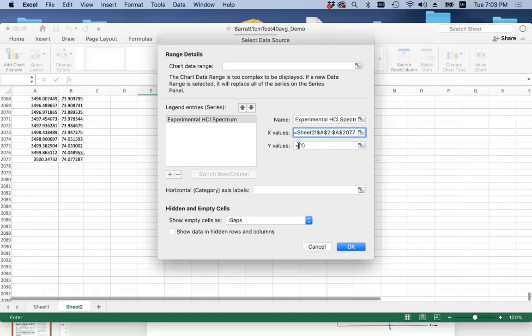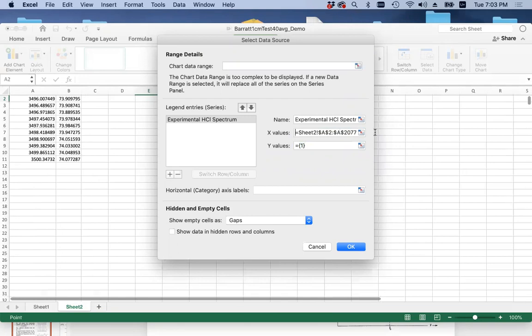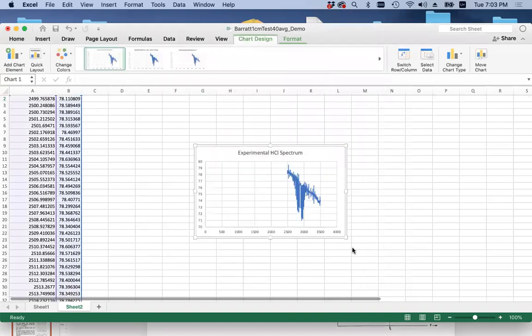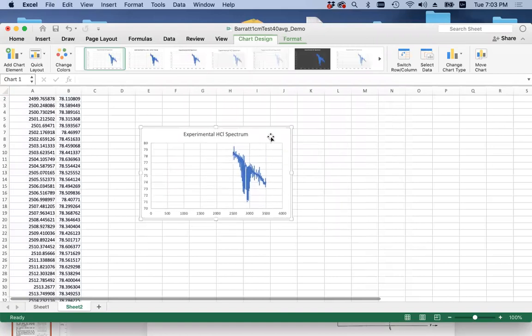Okay, and then the Y values are going to be the same thing, so I'll just copy the same thing, except instead of column A, which is the frequencies, I want column B, which is the percent transmission. So I'll just change this A to a B here and here. And now I think these should be the correct X and Y values to plot. And now you can see we get a plot.